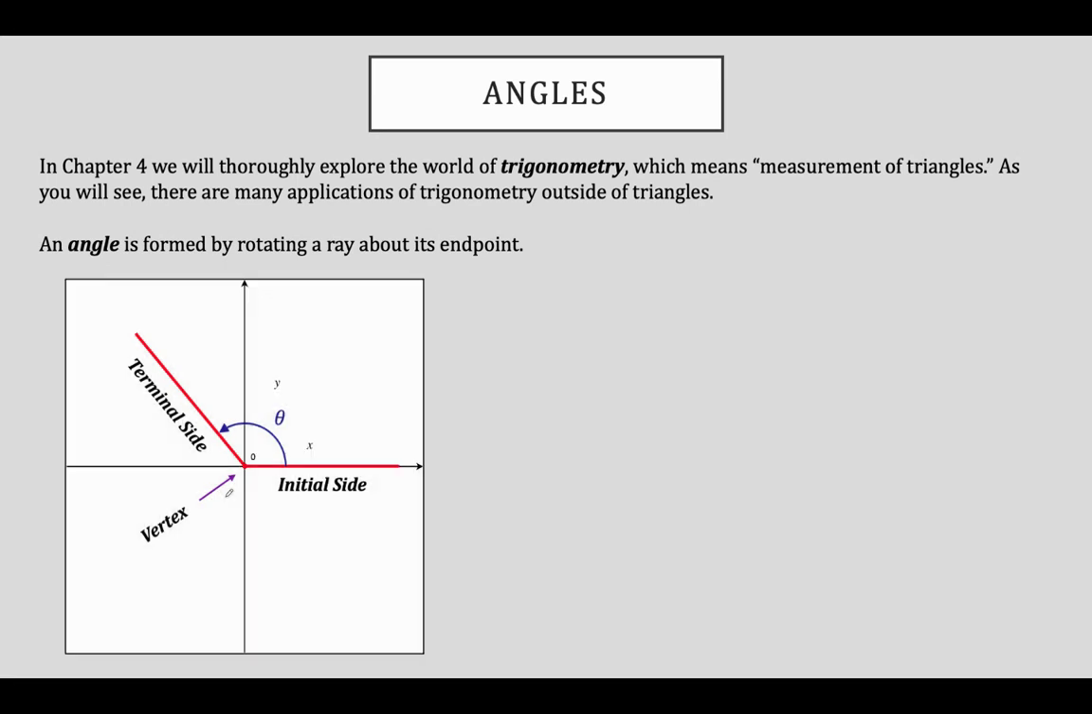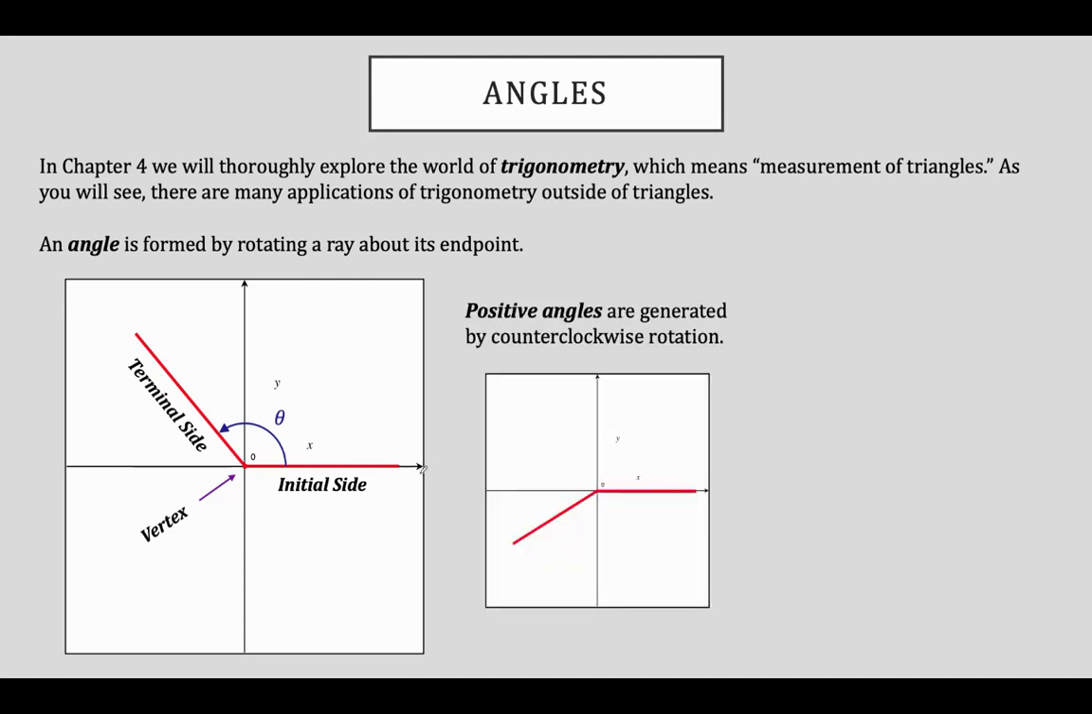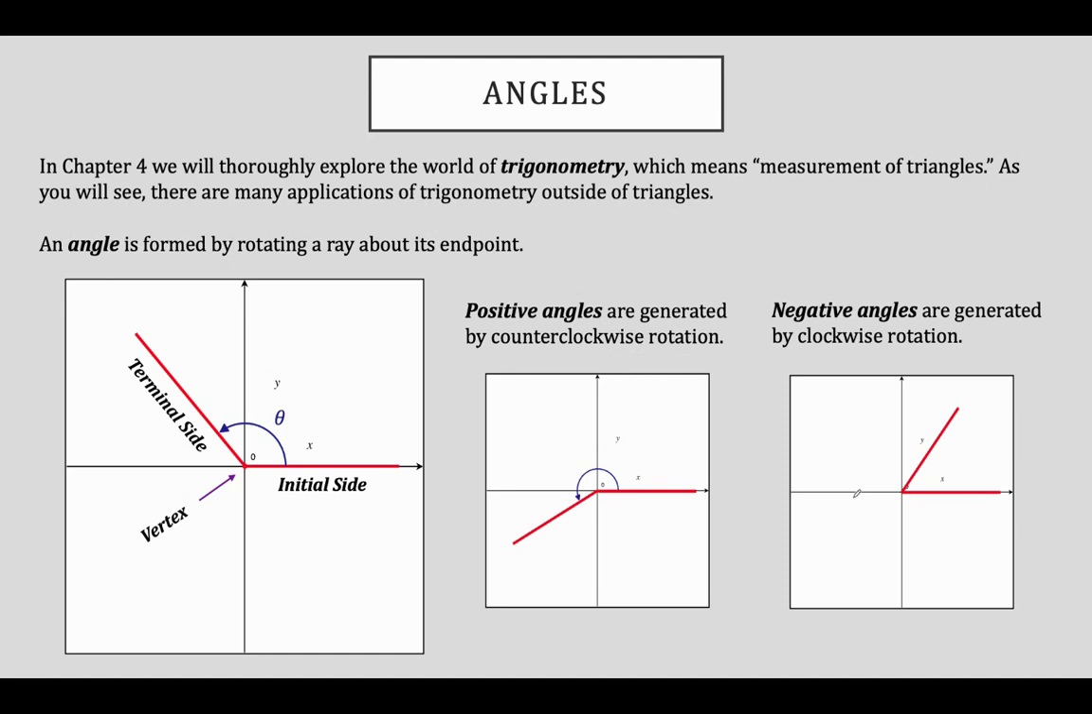Okay. Now, in many cases, we are going to be drawing these angles on our coordinate plane, right? And here we have what is known as an angle in standard position, right? We have our initial side on the positive x-axis. One thing to make note of is that positive angles are generated by counterclockwise rotation. This would be an example of a positive angle, whereas negative angles are generated by clockwise rotation. Notice again, in both of these cases, our initial side starts on the positive x-axis. Here we rotate in the clockwise direction for a negative angle.